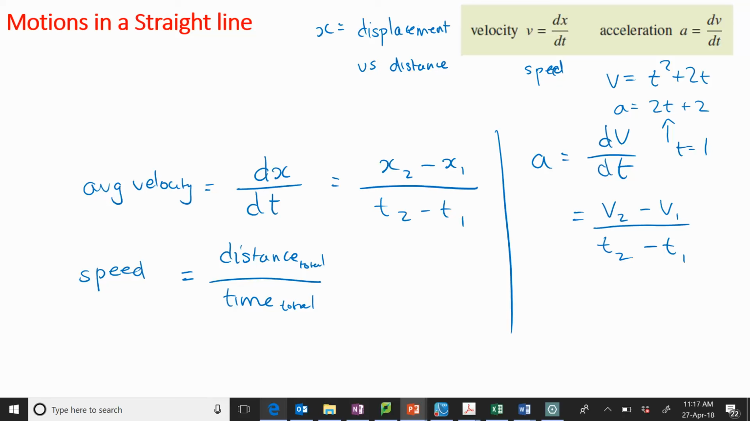So that's called an instantaneous rate of change. That's at one particular point, whereas overall, 2t plus 2 is the overall. Okay? All right, let's try to do a question now.